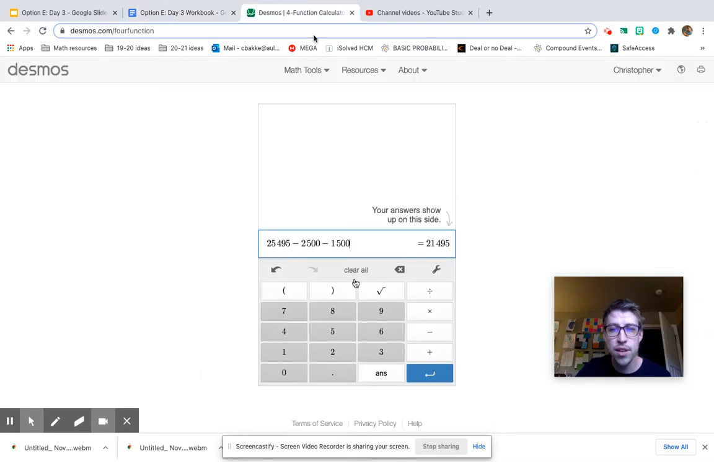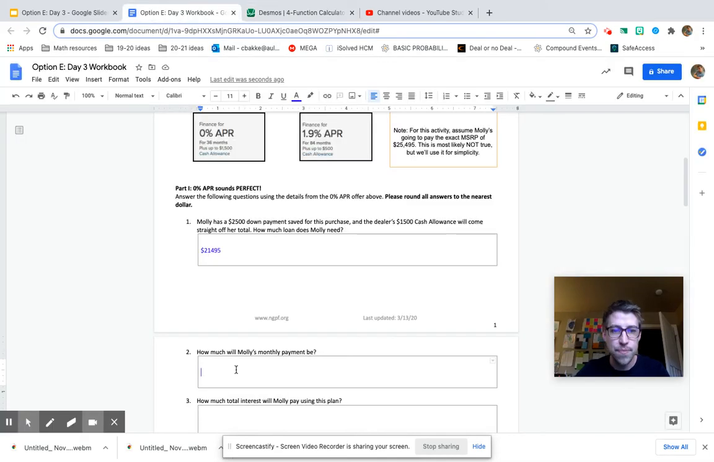So we're going to go over here, and we're going to take that $21,495, and we're going to divide it by 36, because that's how many months the car dealership is saying. So this is going to come out to $597, and we just have to round this to the nearest penny, guys, since we're talking money. So 0.08, $597.08. So that's almost $600 that you would be paying per month.